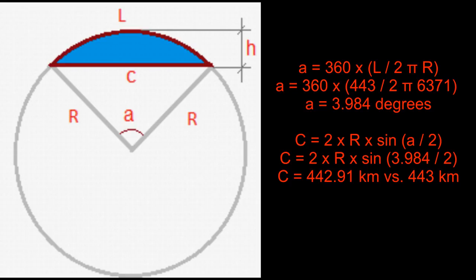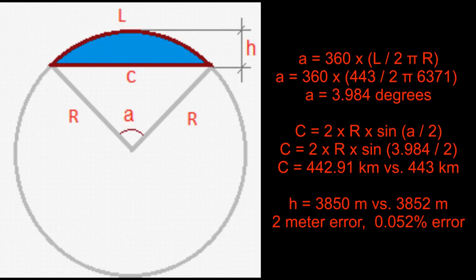Next, we calculate the chord. C equals 2 times r, the radius of the globe, times the sine of the angle A divided by 2. The answer is C equals 442.91 kilometers, and this would be versus the 443 kilometers that I used in the original calculations. This number is less than 1/10 of a kilometer difference.